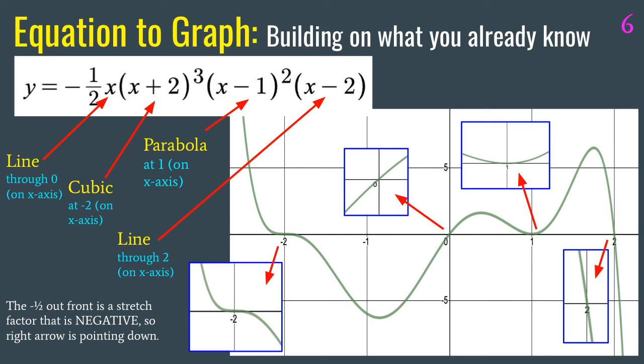So I just wanted you to notice that the -1/2 out front is just a stretch factor. It's negative, so the right arrow is going to be pointing down. So you pretty much put that on your equation first. So when you go to draw this, the first thing you do is you put a negative arrow down here in this corner. And then because it was odd, or 7 powers, I'm going to put the positive arrow up here. Then I just go through and do what all the shapes are doing. That's what we've been talking about.